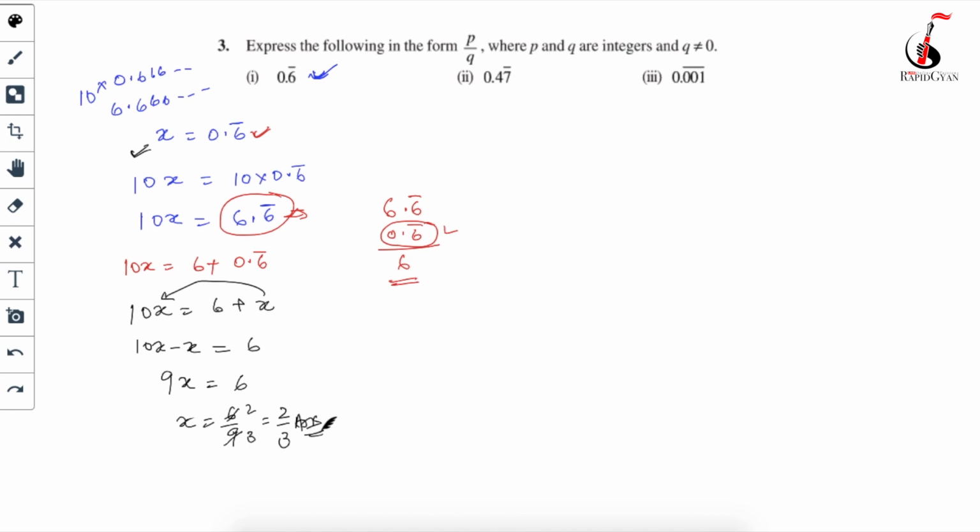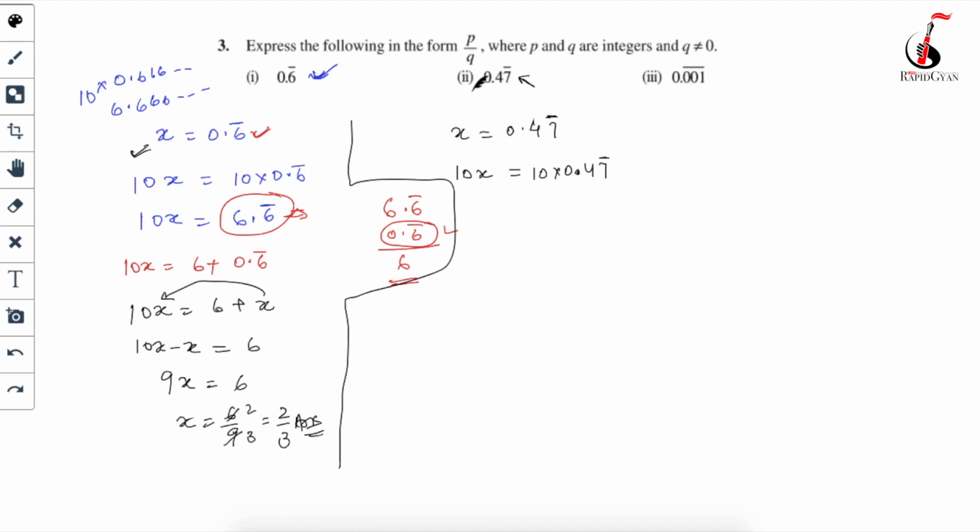Understand? Good. So now we will solve the next part, which is 0.47 bar. Again here also, first step, assume this x is equal to 0.47 bar. Now how many digits are repeating? You can see, here also only one digit is repeating, which is 7. Not all the digits, only one digit is repeating. So what you will have to do? You will have to multiply again both sides by 10. So 10x equal to 10 times 0.47 bar. What will you get if you multiply this 0.47 bar by 10?